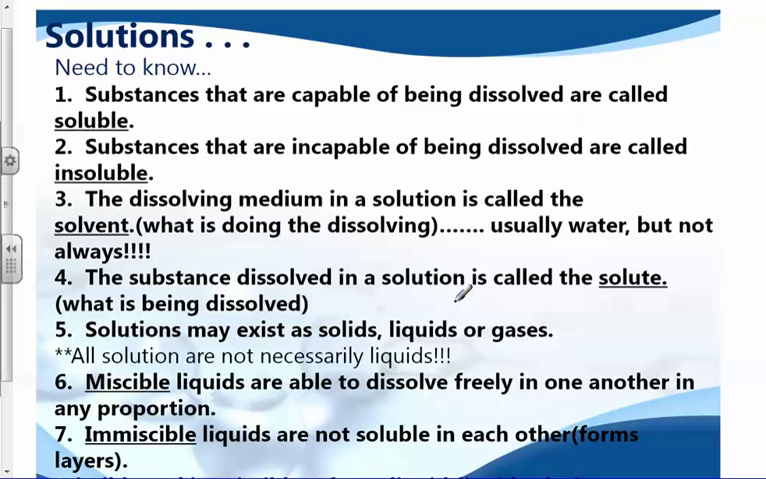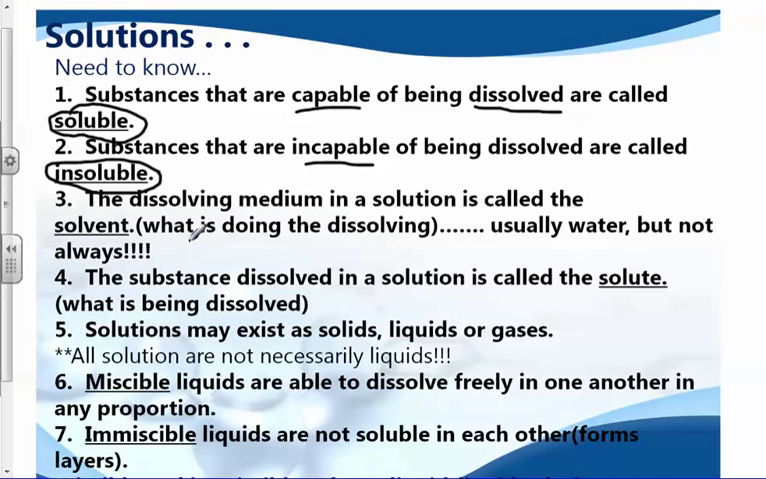We're on page 2 of 6 of our notes packet today, and we're going to talk about some characteristics of solutions. Some of the things that you are going to need to know about solutions are that solutions are substances that are called soluble. In other words, they're capable of being dissolved. Also, substances that are incapable of being dissolved are called insoluble. That's going to be important when we start talking about our solubility rules.